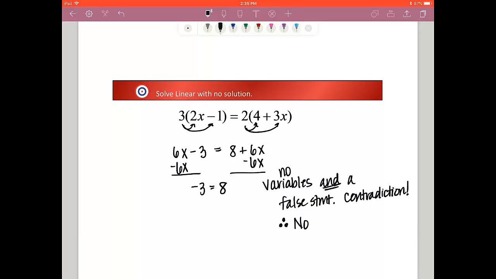meaning there is no solution. No solution. When you have no variables and a false statement, this equation is a contradiction, meaning that there is no solution for x.